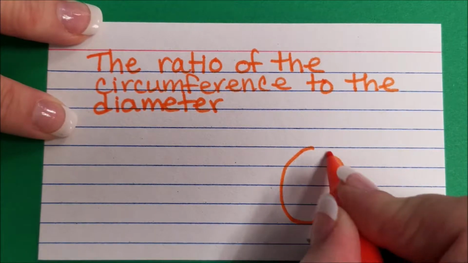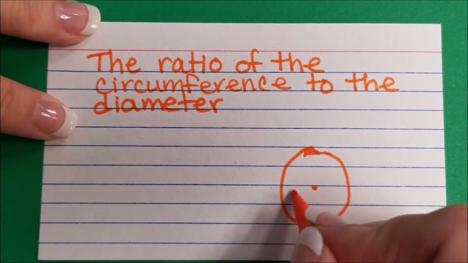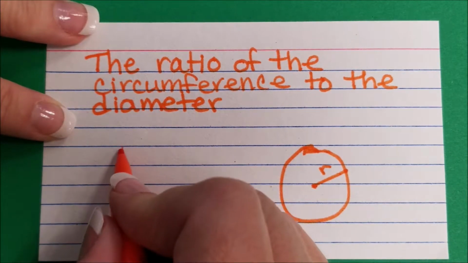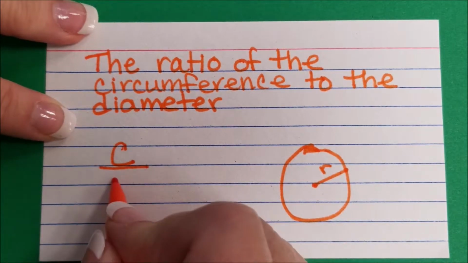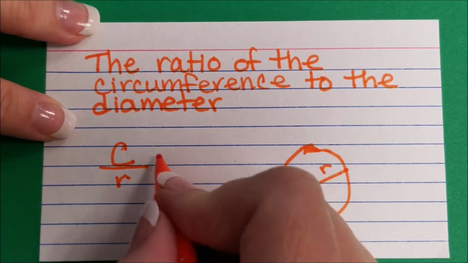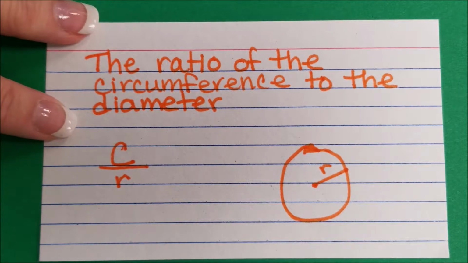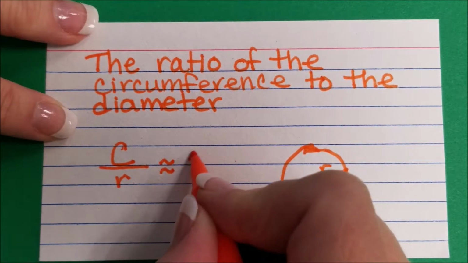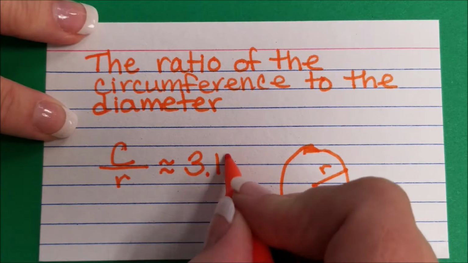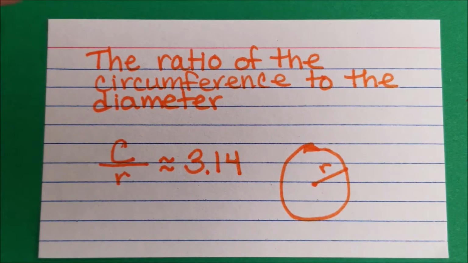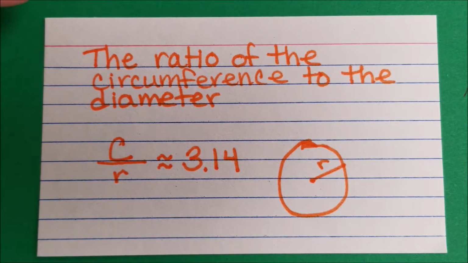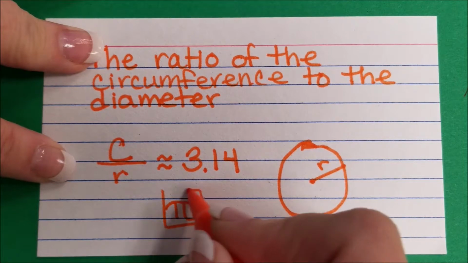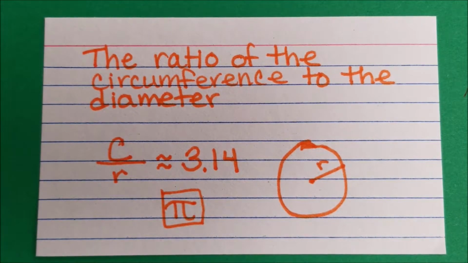So if you have a circle and you have a radius, it would be the circumference divided by the radius. Now that is a constant number. It is always the same, and we often use an abbreviation or an approximation of 3.14. Now when I want you to do calculations, I'm going to have you use the pi button, so you're going to look for that button on your calculator because it carries it out to further decimals.